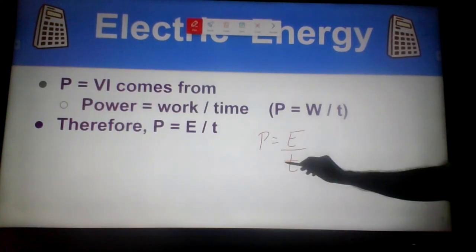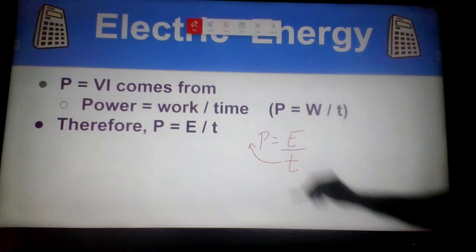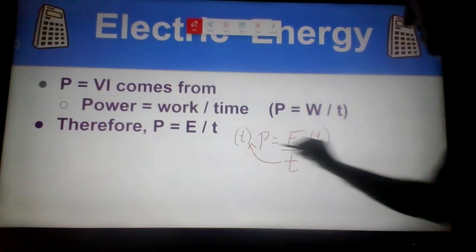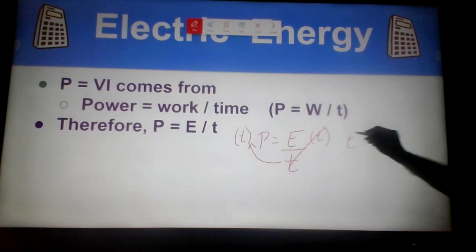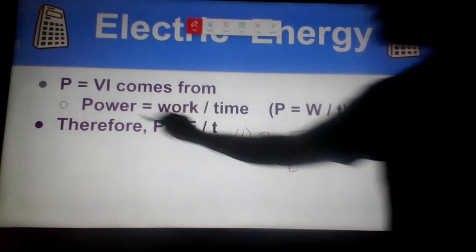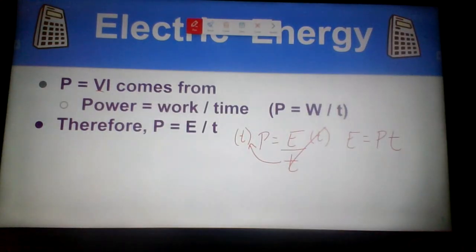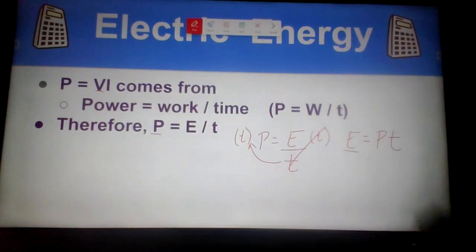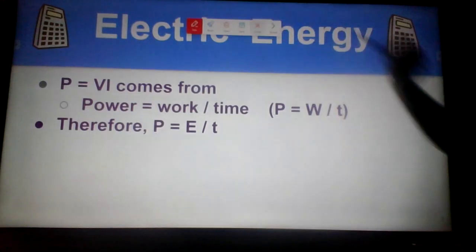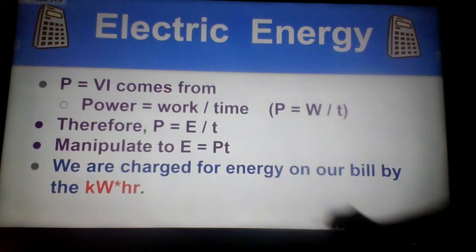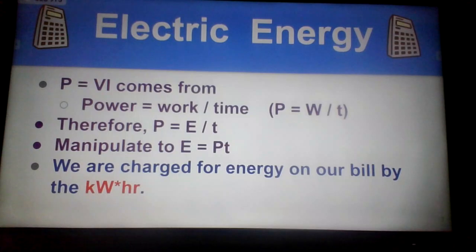And if I do a simple manipulation, multiply both sides by t, well, this is what I get. Those cancel, I get E equals P times T, or energy is power times time. So if I use more voltage, then I'm going to use more power, which means I'm using more energy. And you know what? The electric company is going to charge us by the amount of energy that we use.